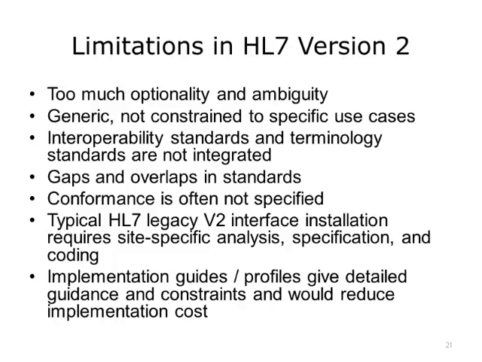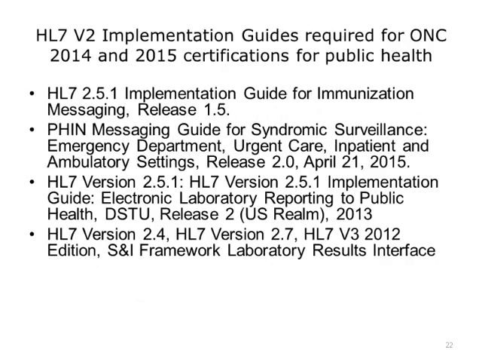When implementing HL7 version 2, the implementer will ideally implement an HL7 V2 implementation guide or profile, which gives detailed guidance and constraints and would reduce implementation variance and cost. Speaking of implementation guides, here are some HL7 version 2 implementation guides that are required for ONC 2014 and 2015 certifications for public health. The examples here are for immunization messaging, syndromic surveillance, and laboratory reporting.